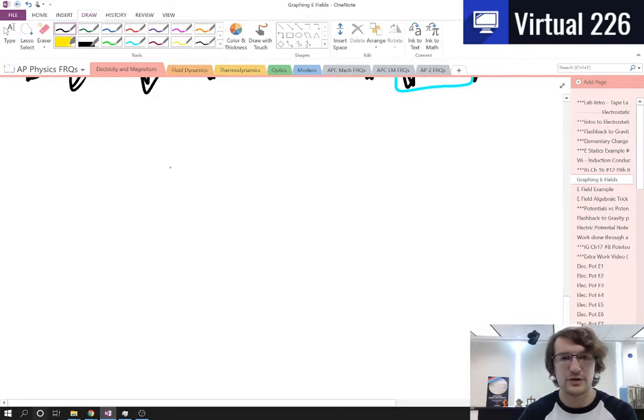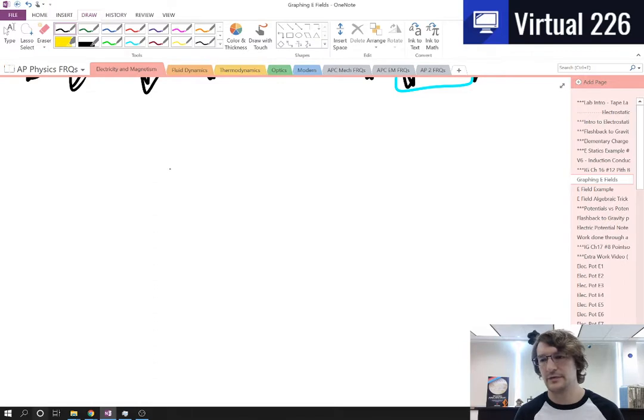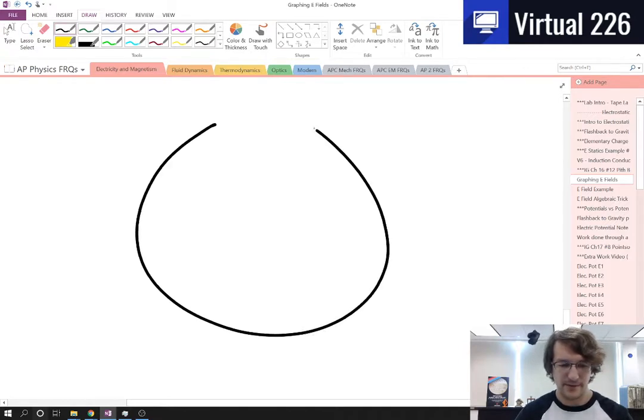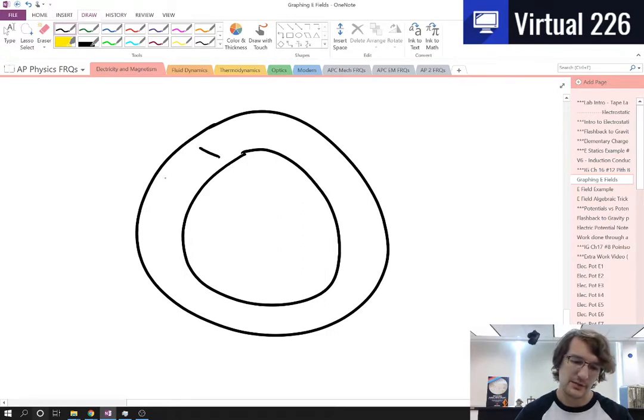Something that's very important about electric fields is that if we have a conductor, something that will conduct electricity, the kind of opposite of an insulator, electric fields cannot be drawn through a conductor. That is a no-no. So let's imagine I have kind of like a shell, where this region right here is the conductor. Okay, so this is the conductor.